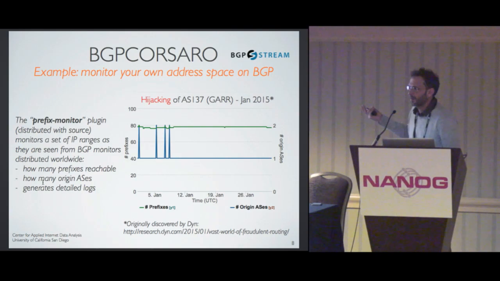And this event was actually reported by Dyn Research. So this is just an example of how you can use, out of the box, the prefix monitor plugin with Corsaro to, for example, monitor your address space. Of course, you can think about doing more complicated things. There are other plugins available.